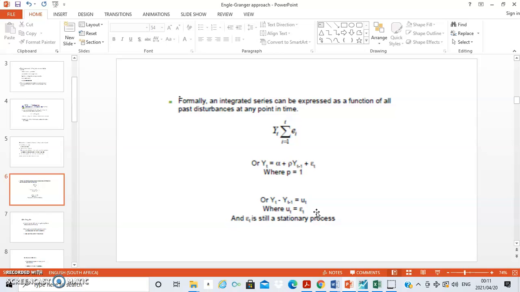So if that is the case, then it implies that the error term is stationary, and so is the mu, okay? Because this mu is an estimated one.